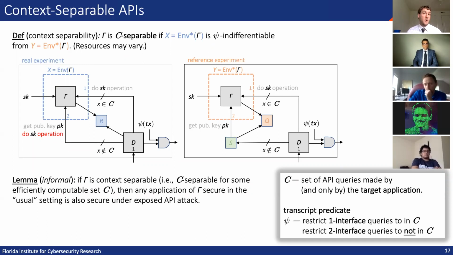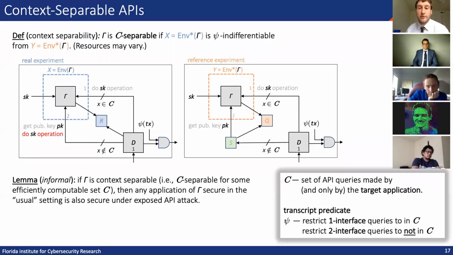Now, whenever this condition holds, we can prove that a target application that's secure in the usual setting is also secure under exposed API attack. And the proof is similar to the composition lemma that we showed for protocol translation. In fact, it significantly overlaps with it, but the details vary slightly. All right, in the few minutes I have left, I'd like to demonstrate how context separability is used.